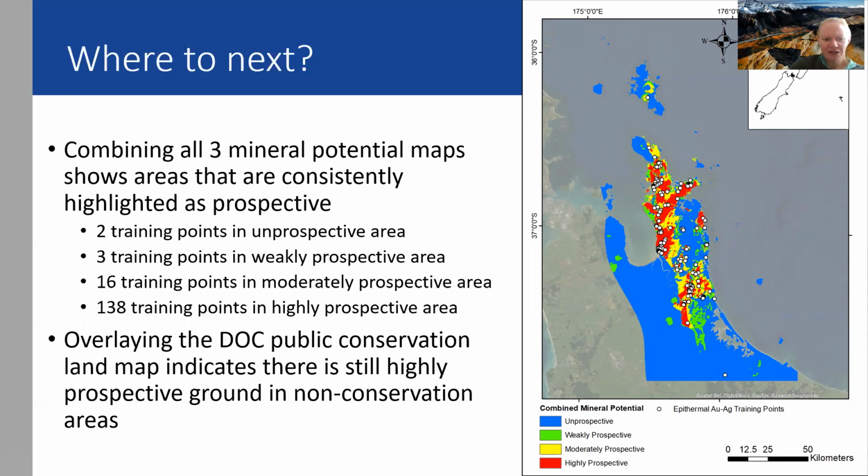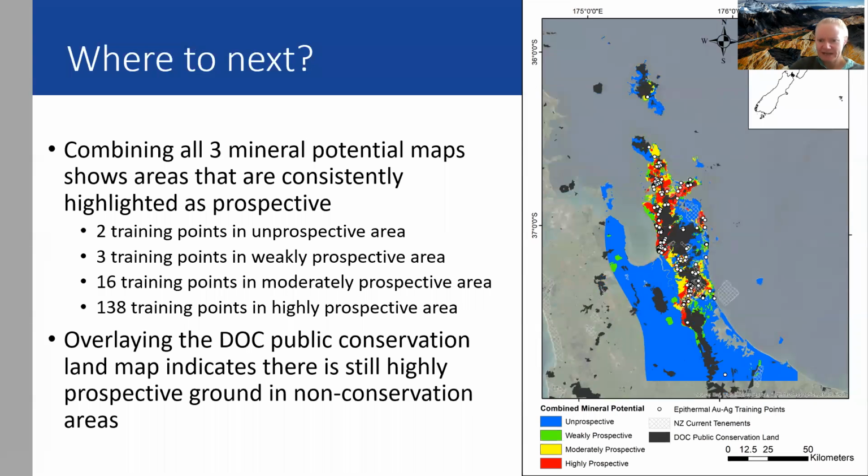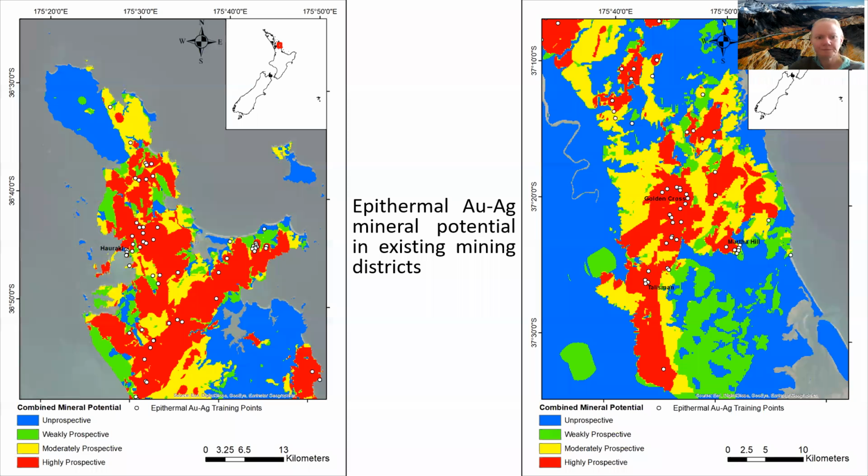And if we then decide to overlay the DOC public conservation land map and the current tenement situation, it shows that there is still highly prospective ground in non-conservation areas that don't have current tenements over the top of them. So obviously there is more than one reason for not being able to explore in some of these areas, but we just figured that the DOC public conservation land map was a good first pass assessment.